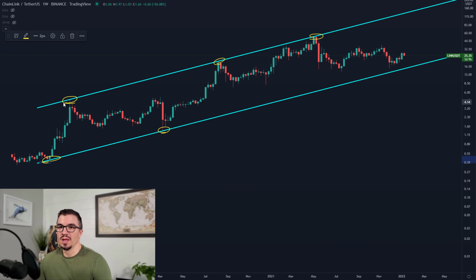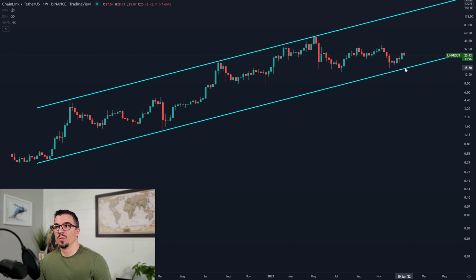So if you draw the level right off of the highs up here and then right off of the lows back here, then Link has not tested channel support yet. And that could be significant because it could indicate that Chainlink needs to retest this area down here.